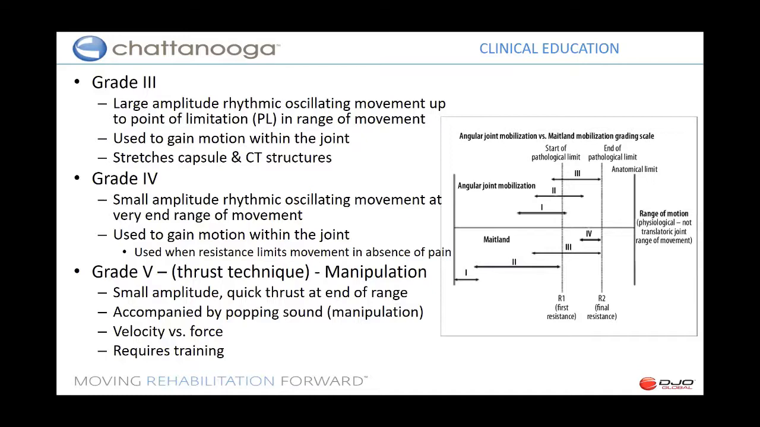often in conjunction with grades 4 and grade 5, because that mechanoreceptor stimulation can result in muscle activity, myoelectrical suppression, but also pain reduction.